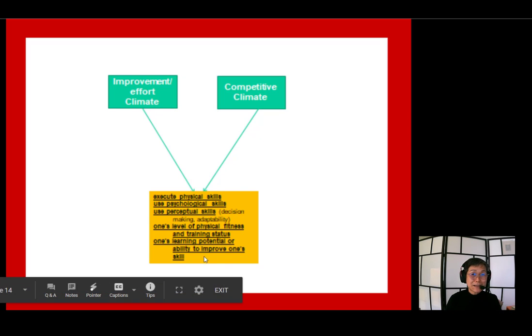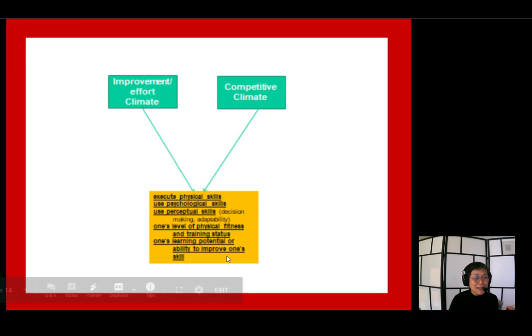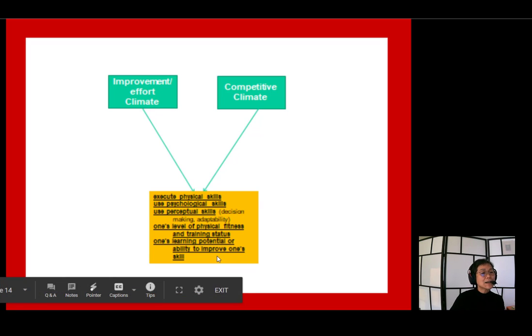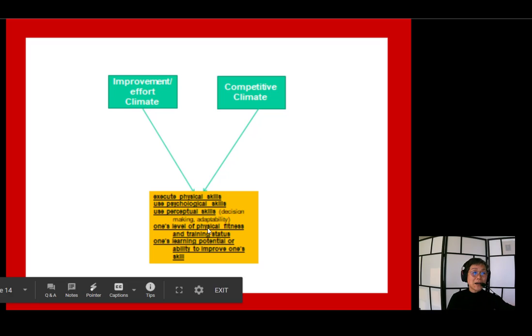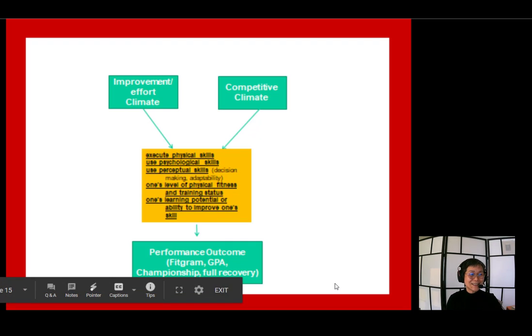Confidence. This is the multi-dimensional definition of confidence right in the middle. That climate helped me to execute my physical skills without fear of making a mistake. It really helps my psychological skills. If I make a mistake, my teacher is right there to encourage me to improve, so you don't have to worry about it. You just continue working hard. And if you have a positive climate, it really helps me to believe that I can improve, right? So it influences that factor, which then predicts what?